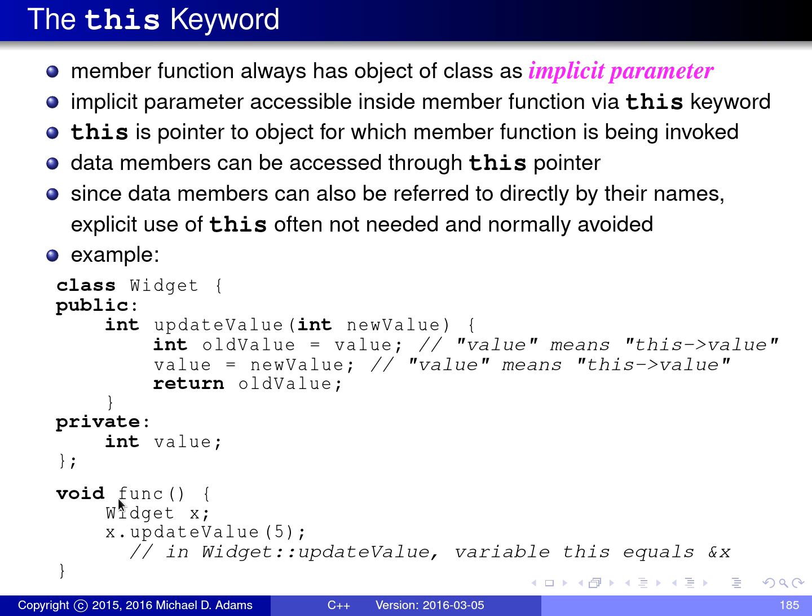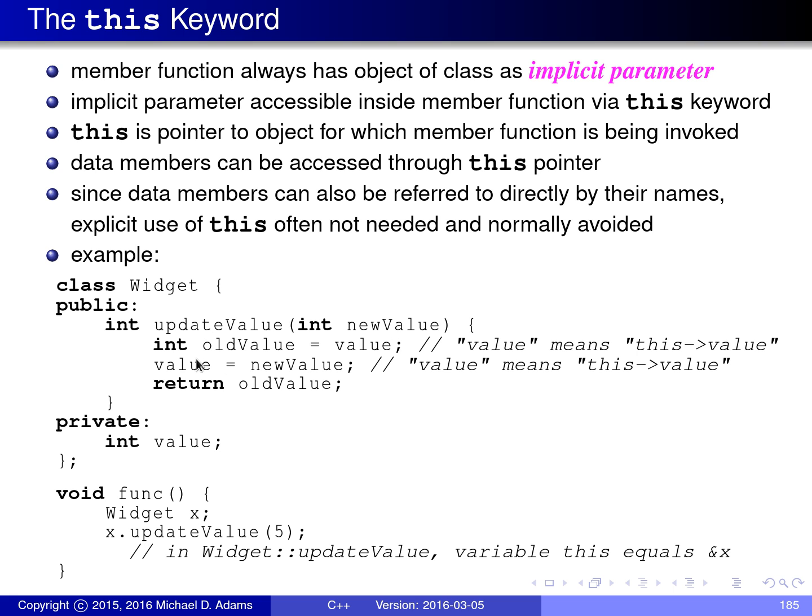Then I have some code down below that's using this particular class. It creates a widget object called X. And then for this object X, it calls update value, passing the parameter of 5. So this is going to set the new value of our value data member to 5, because that's the parameter that we're passing in here.